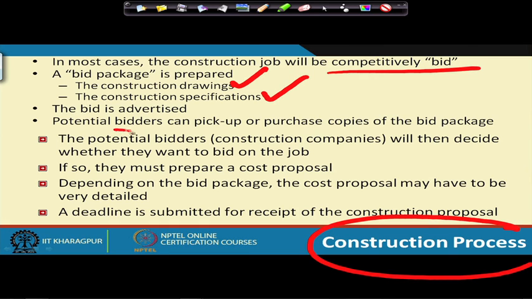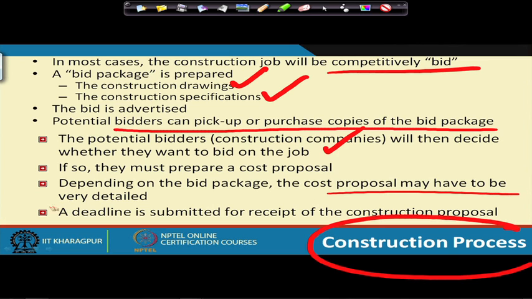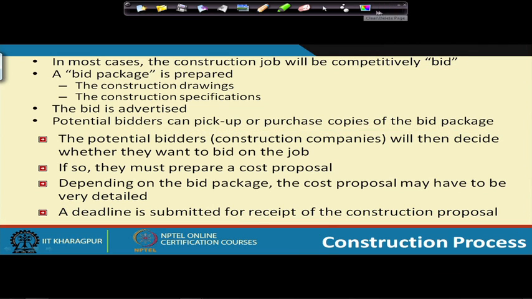The potential bidders can pick up or purchase copies of the bid package. The potential bidders, which will be the construction companies, will then decide whether they want to bid on the job. So they prepare a cost proposal, showing how much it will cost to construct that. Depending on the bid package, the cost proposal may have to be very detailed. Then there is a deadline for receipt of the construction proposals, for the bid evaluation. So you have these construction proposals coming in.